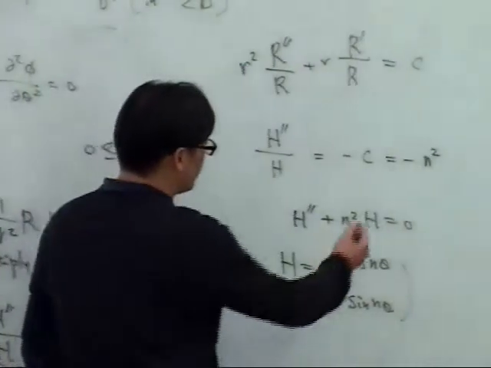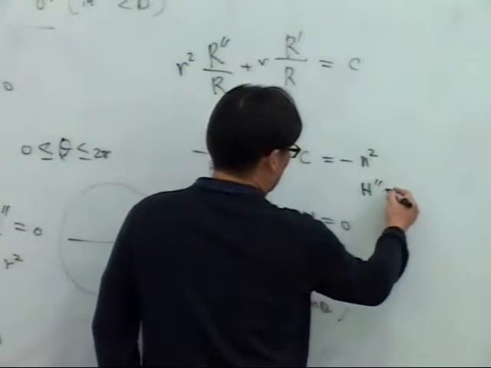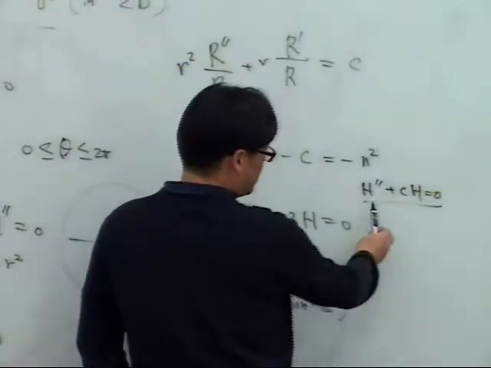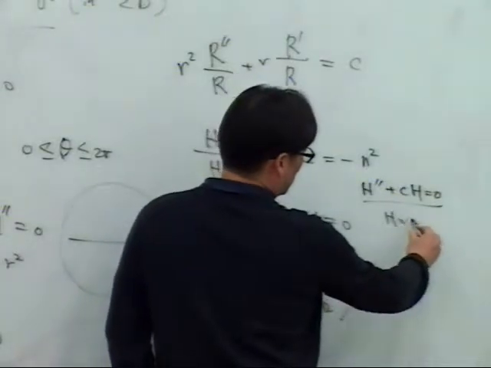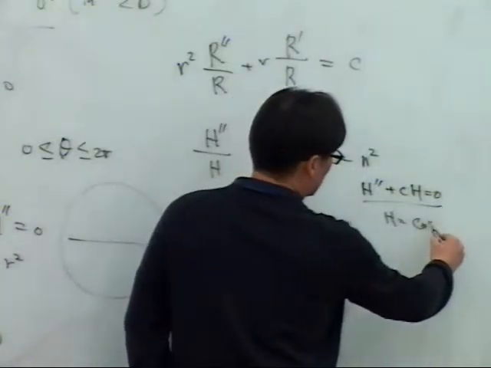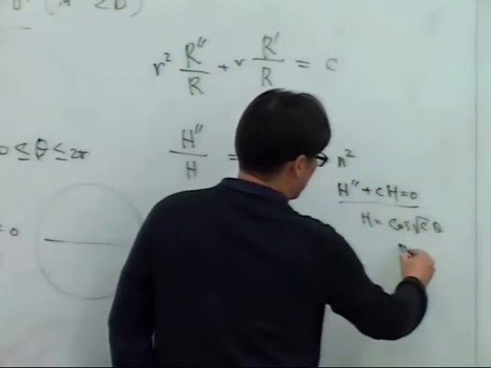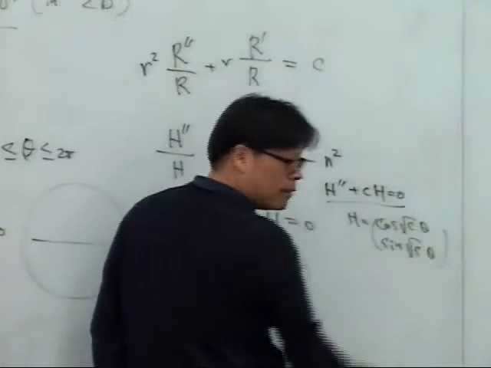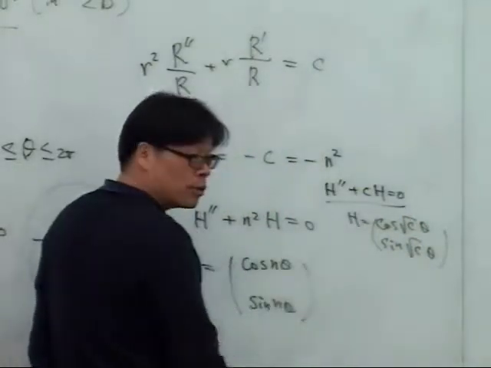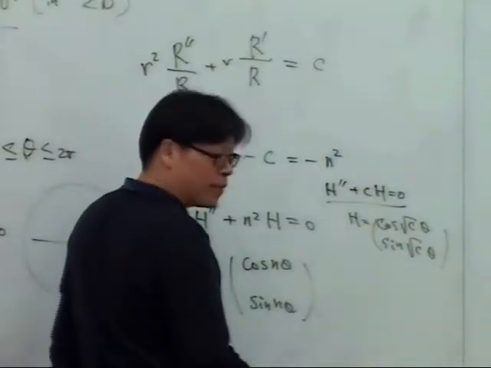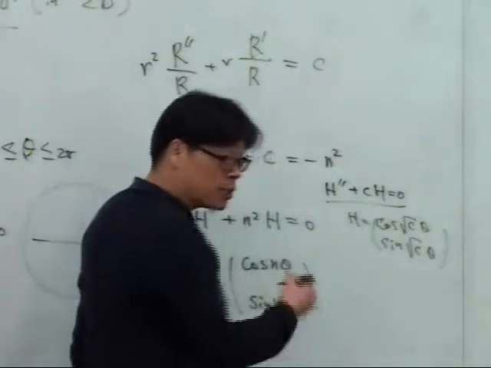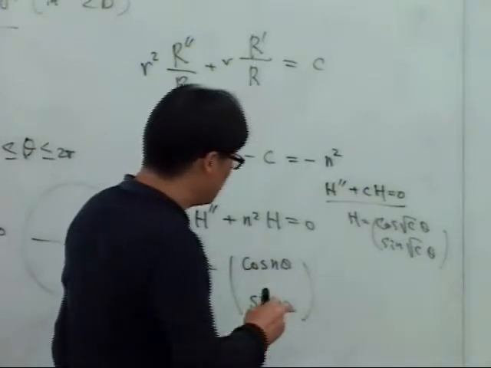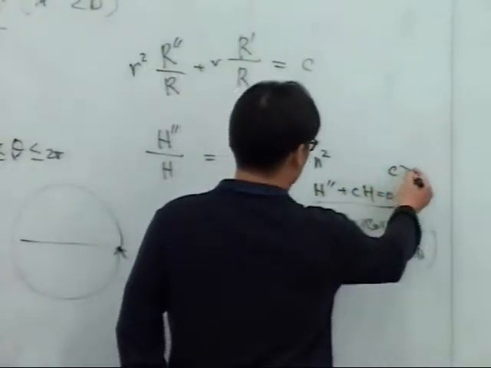So once again, from here to here, this is what we have. But in this case, H would be cosine square root of C theta and sine square root of C theta, if C is positive, that's what we assume. If C is negative, then you have an exponential function, which is not 2 pi periodic. Okay? So C has to be positive.